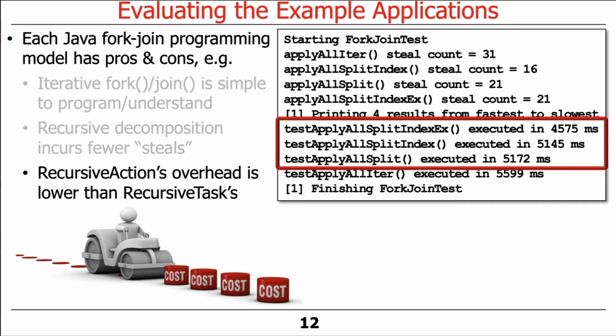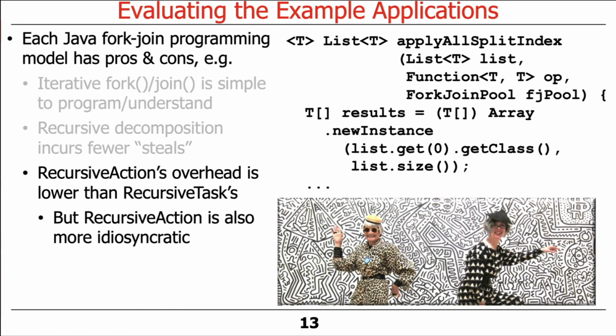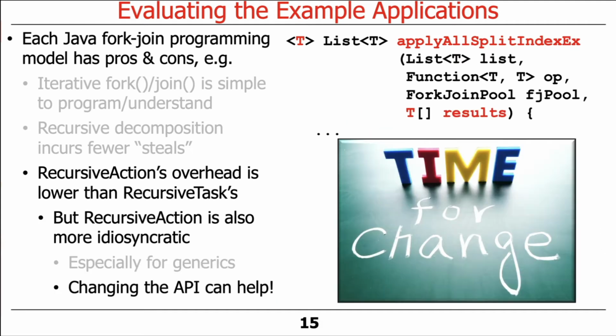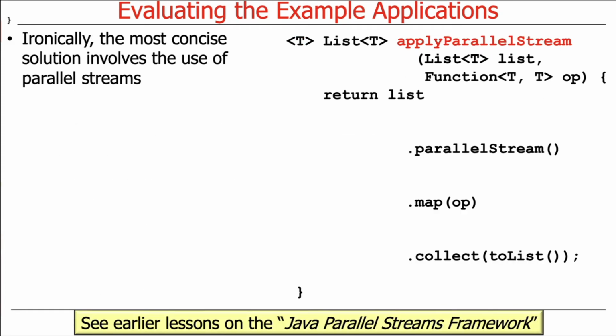Another thing to note here is that the recursive action overhead is lower than recursive tasks. That's not really because recursive action is faster than recursive task. It's because there's less copying going on there. But recursive action is also very idiosyncratic, as we saw with the implementation that used Java reflection to make an array variable, which is a little bit wacky. And that's particularly true for generics. If you're willing to change the API, then you'll be in better shape.